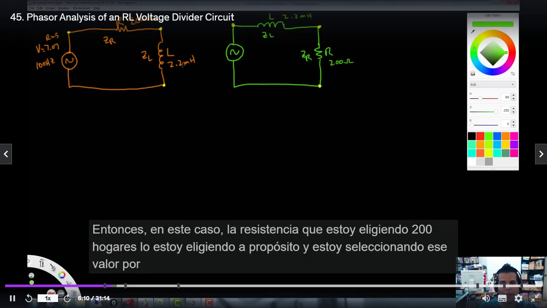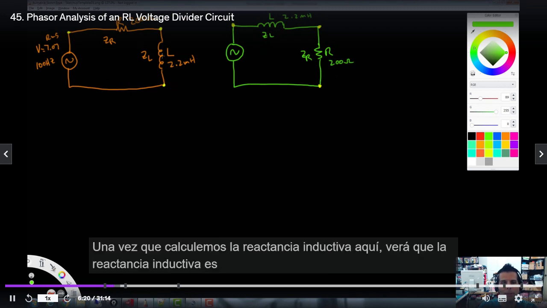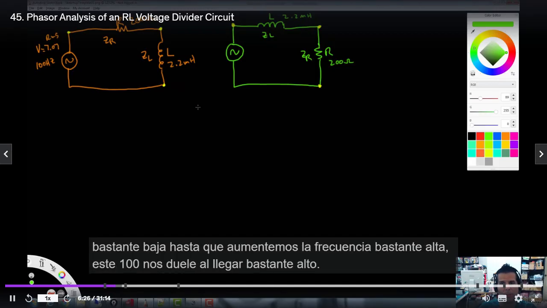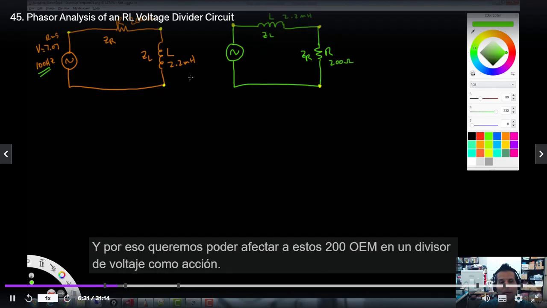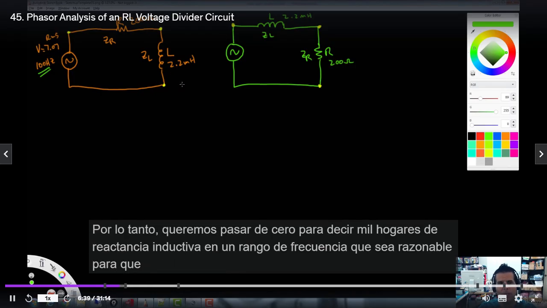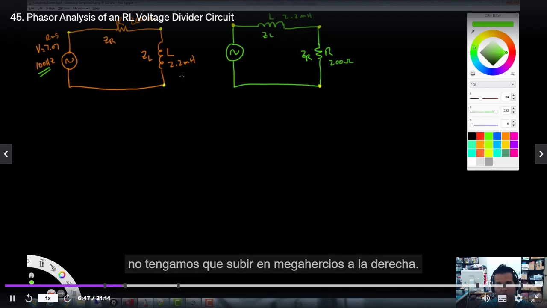So in this case, the resistor that I'm picking, 200 ohms, I'm picking that on purpose, and I'm selecting that value for a couple of reasons. Once we compute the inductive reactance here, you're going to see that the inductive reactance is pretty low until we get the frequency up pretty high. This 100 hertz has to get pretty high. And so we want to be able to affect this 200 ohms in a voltage divider like action. So we want to go from 0 to say 1,000 ohms of inductive reactance over some frequency range that's reasonable so that we don't have to go up into megahertz, right?